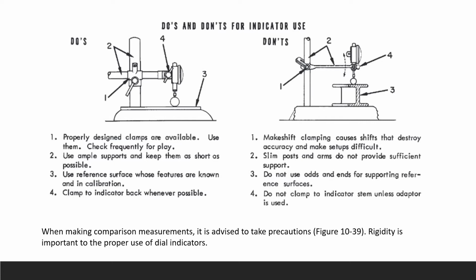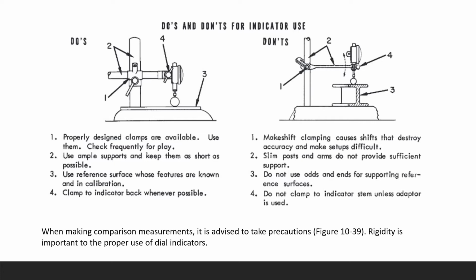You have to use the features that have been known and also in calibration. Clamp to the indicator back whenever it's possible, okay? So make sure that it's completely stand and this isn't loose. Don't use makeshift clamping; it causes a shift that destroys the accuracy and makes setups difficult. As you can see, your instrument is completely held by this stand.